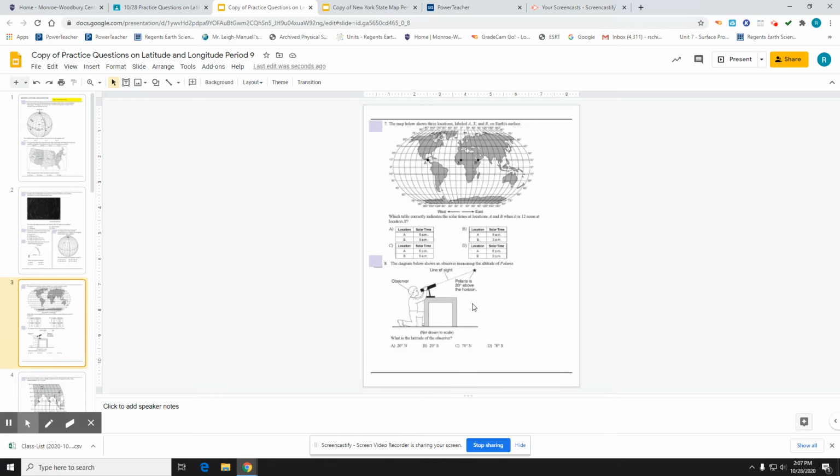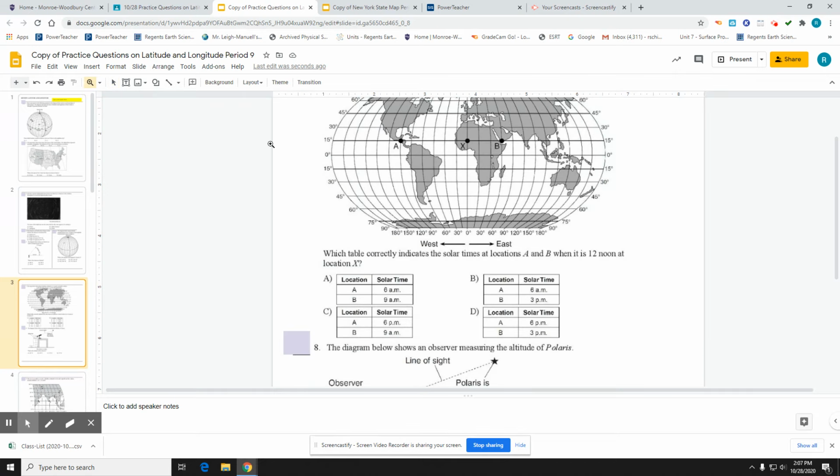Okay, the map below shows 3 locations labeled A, X, and B. Which table correctly indicates the solar times at these locations? When the time at X is B. Let's just make this a little bit bigger if we can, to zoom in a little bit on this, okay? So here's the idea here. The time at X is 12 noon, so 12 p.m.